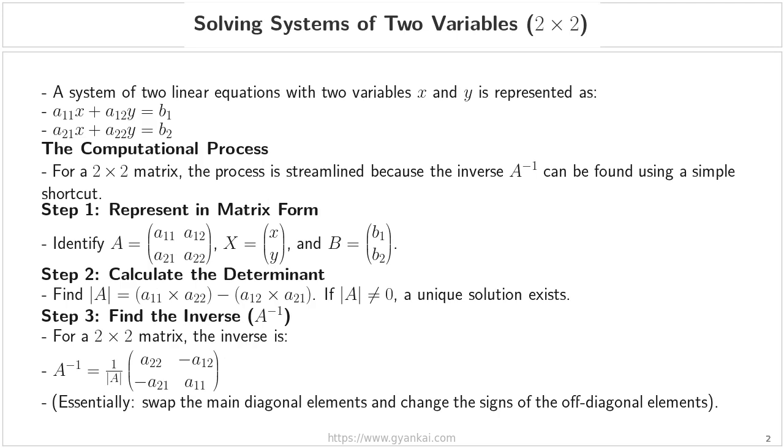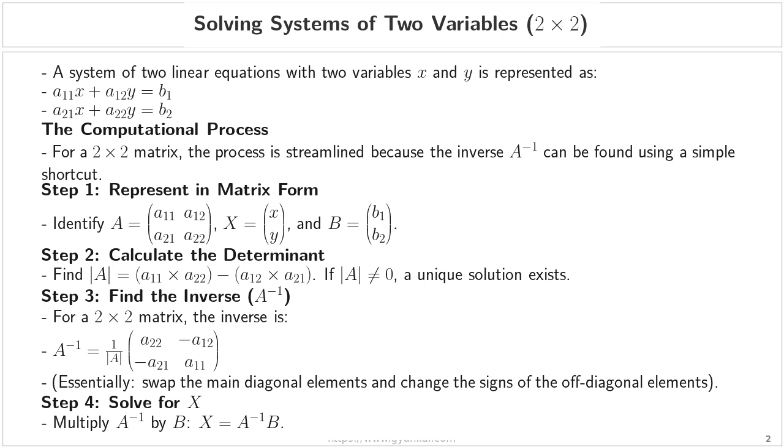Step 3. Find the inverse of A, which we write as A inverse. For a 2x2 matrix, you don't need a long process. You simply take 1 divided by the determinant and multiply it by a new matrix. To create this new matrix, you just swap the elements on the main diagonal, that's a sub 1 and a sub 2, and change the signs of the off-diagonal elements, which are a sub 2 and a sub 2.